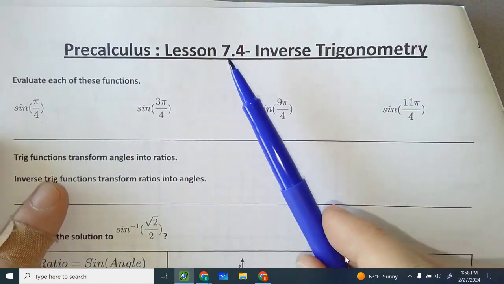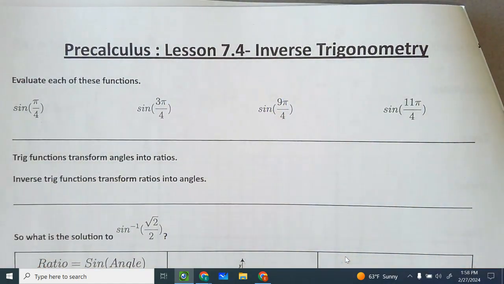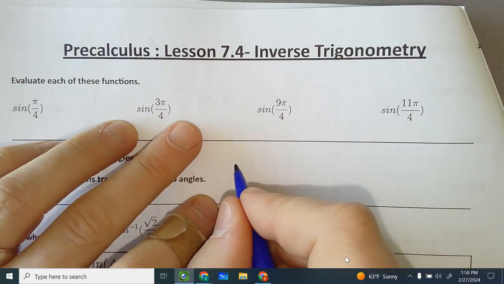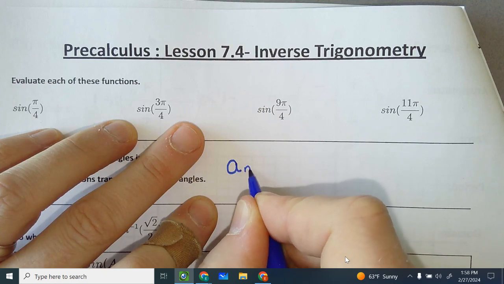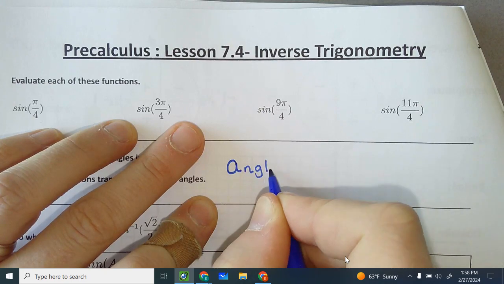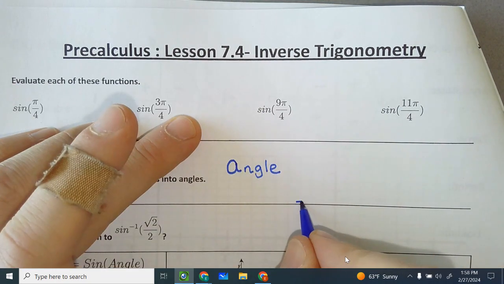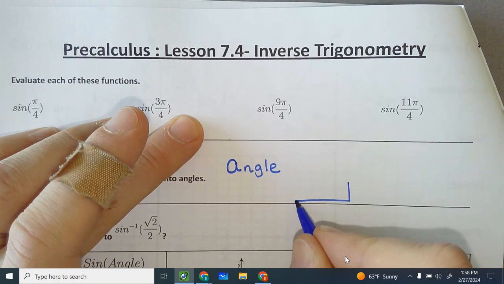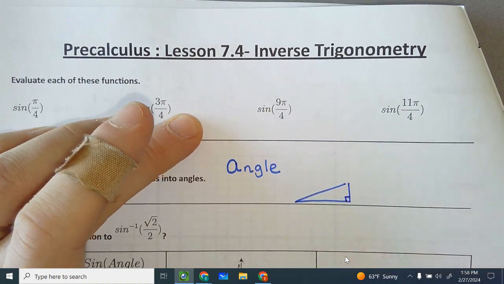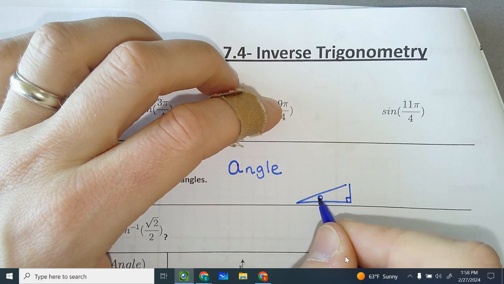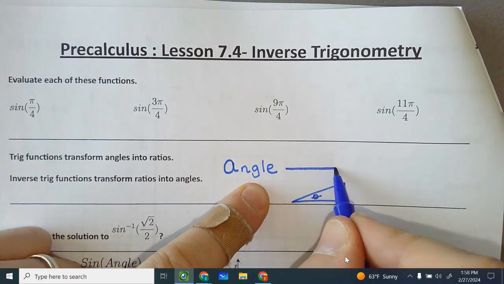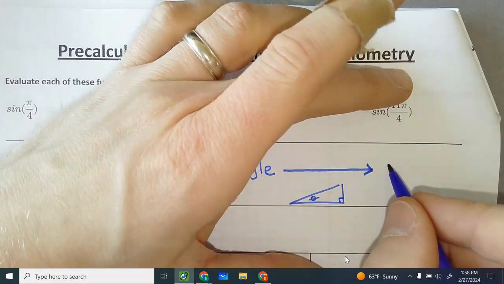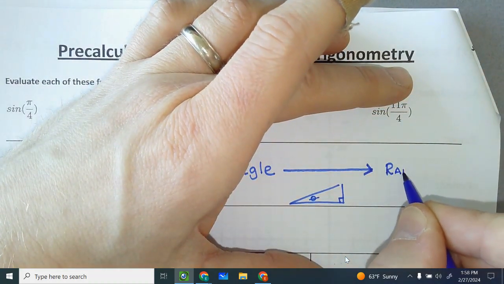We are talking about inverse trigonometry today. Let's go. First thing I want to remind you of is what trigonometry does. In trigonometry, you get a triangle, right? And there's an angle in that triangle. And trigonometry takes that angle and turns it into a ratio.